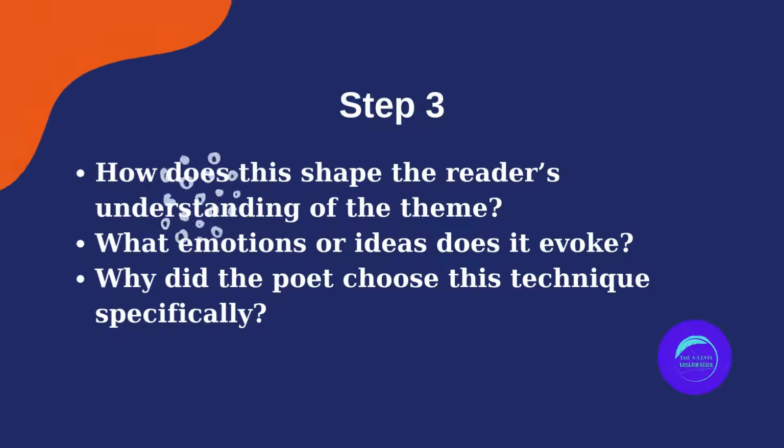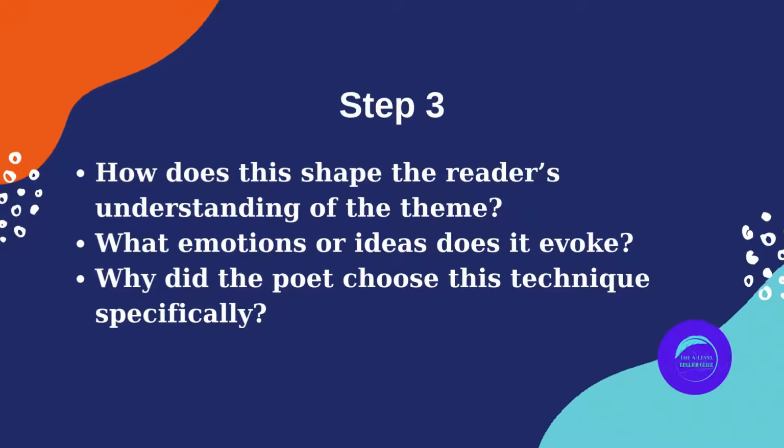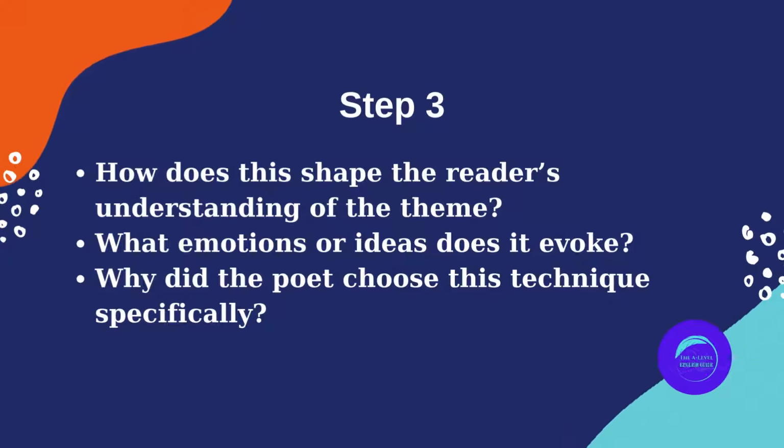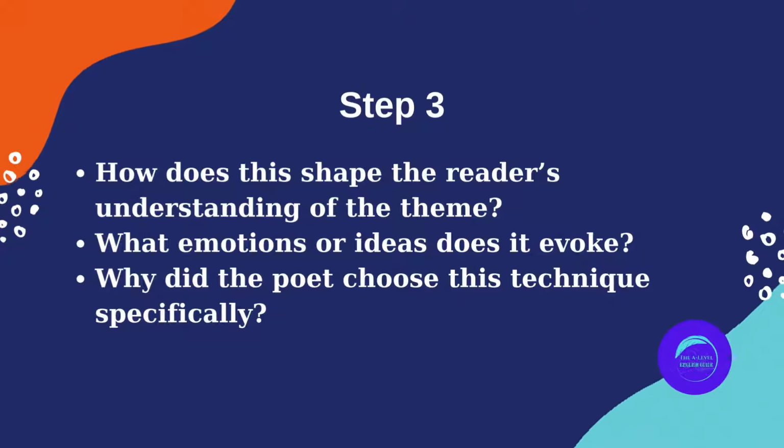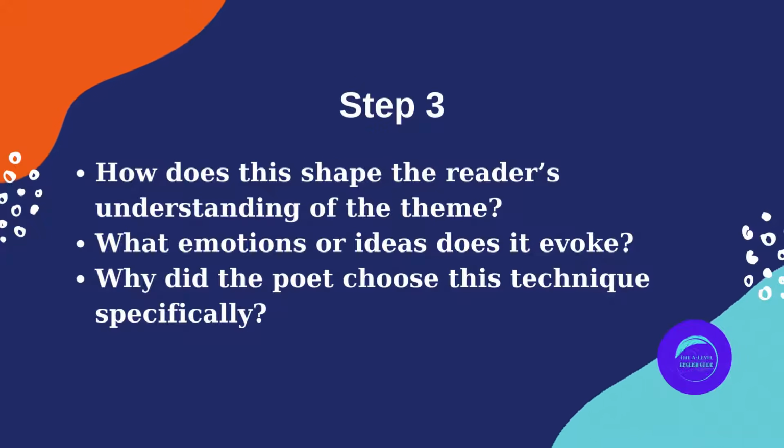Step 3. Explain the effect. This is where most students fail. For every technique, ask, how does this shape the reader's understanding of the theme? What emotions or ideas does it evoke? Why did the poet choose this technique specifically?